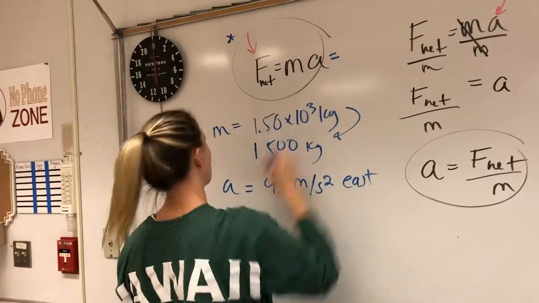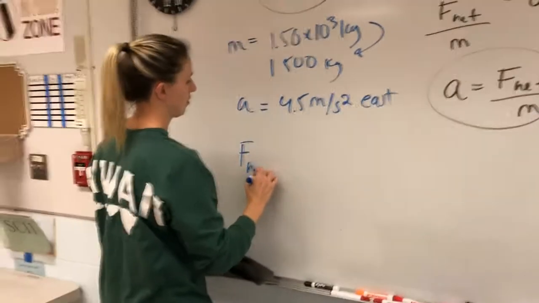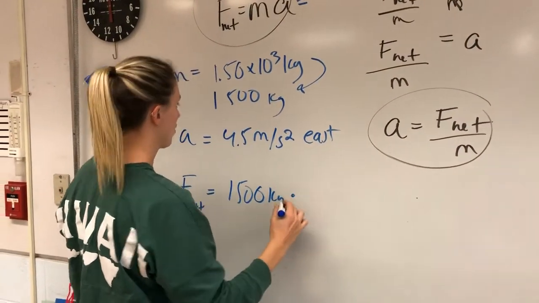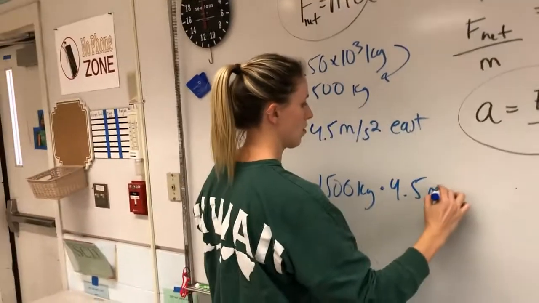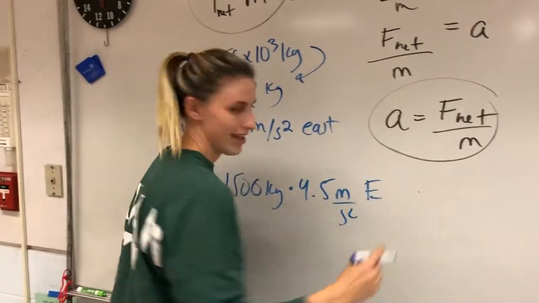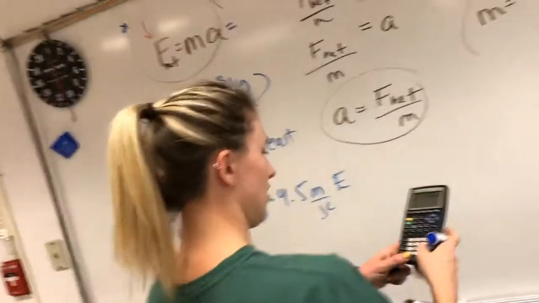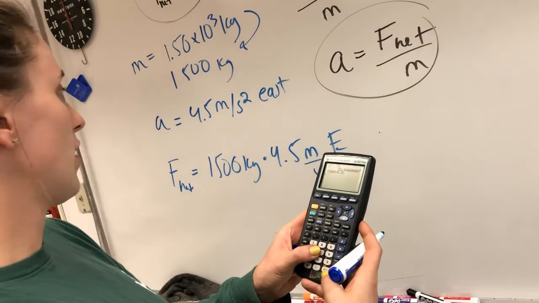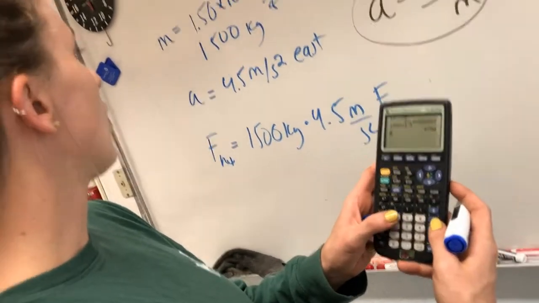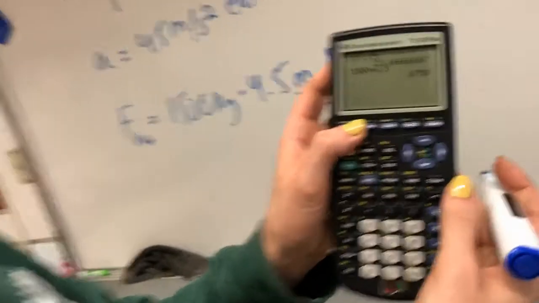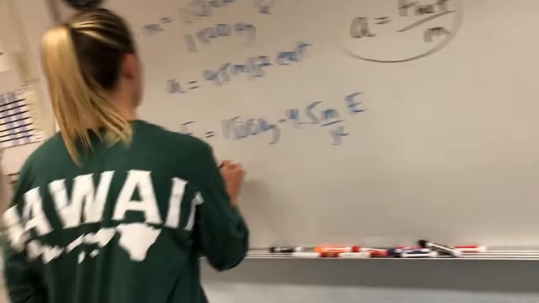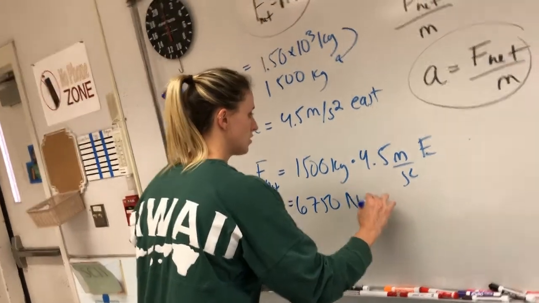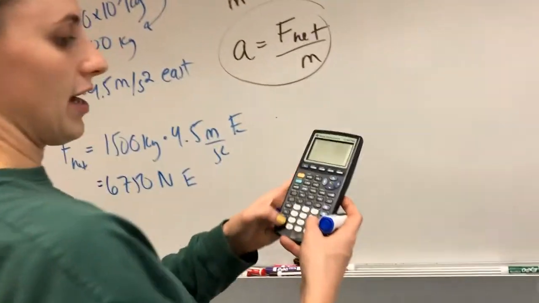Let's see, 1,500 times 4.5. And I'm going to do this twice so you guys can see how I put in the scientific notation. I get 6,750 newtons east. Now check out how I put it in scientific notation.